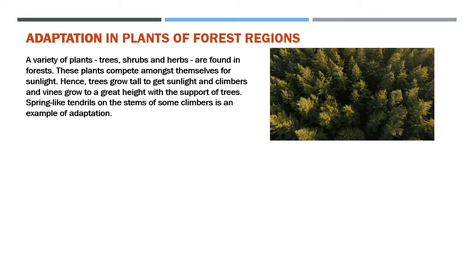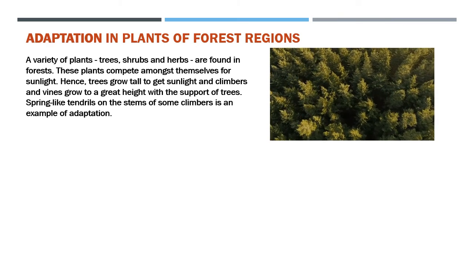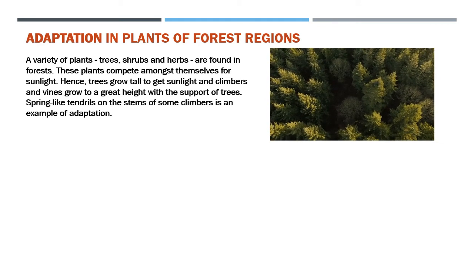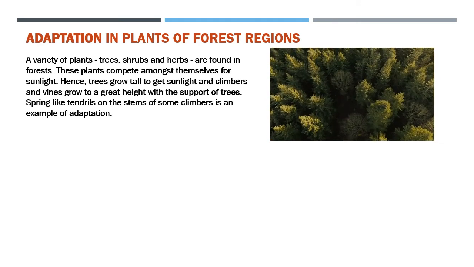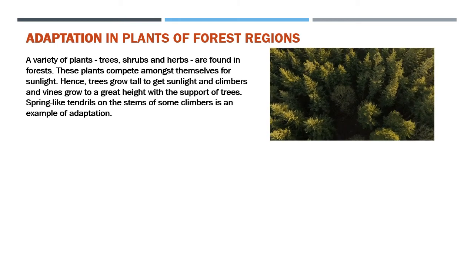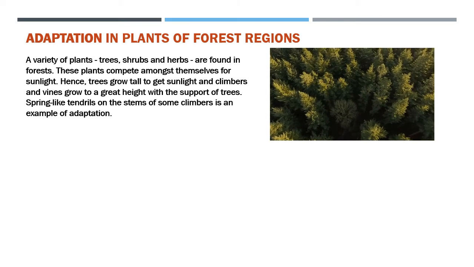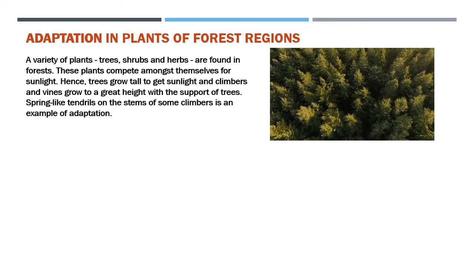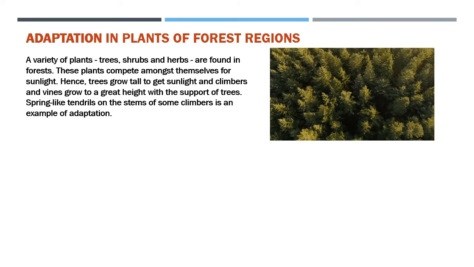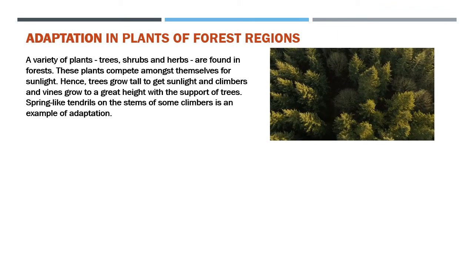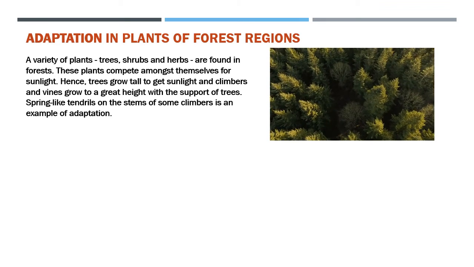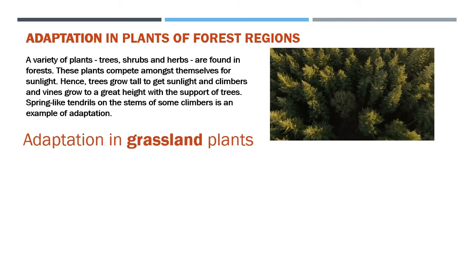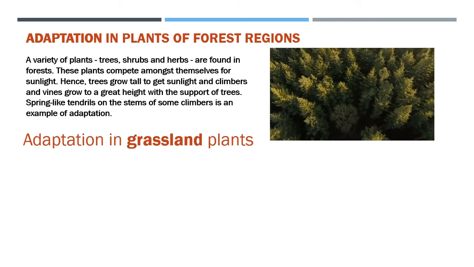Hence, trees grow tall to get sunlight, and climbers and vines grow to great height with the support of these trees. Spring-like tendrils on the stems of some climbers are an example of adaptation to get more sunlight. Examples are cucumber. You can see in cucumber plants, some tendrils are there on their stems.